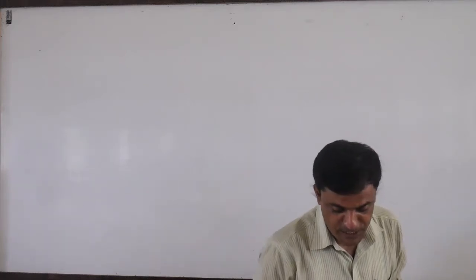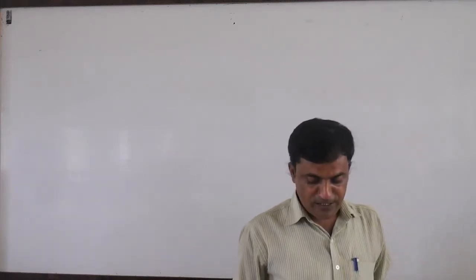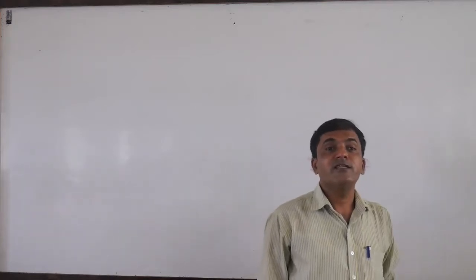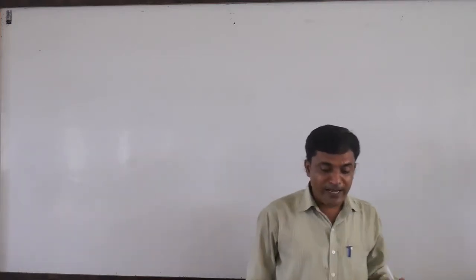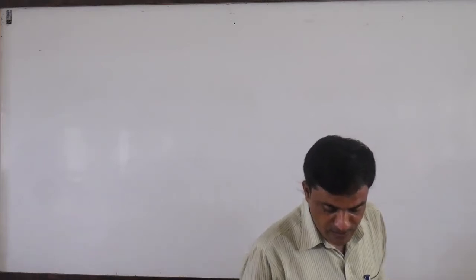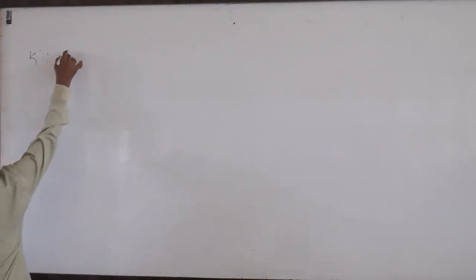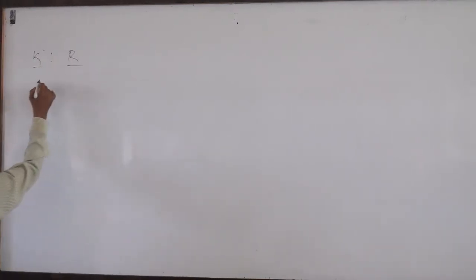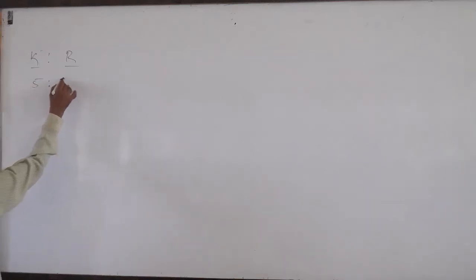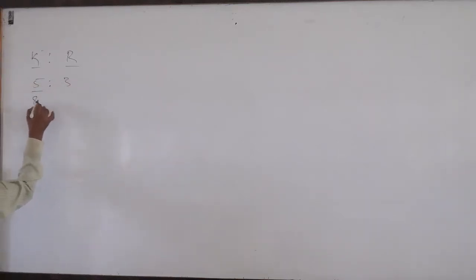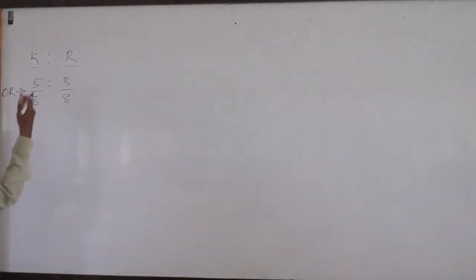Kamal and Rajni are partners sharing profits and losses in the ratio of 5:3. Dear students, there are two partners, namely Kamal and Rajni, and their profit sharing ratio is 5:3, means 5 by 8, 3 by 8. These are the older ratio of older partners.